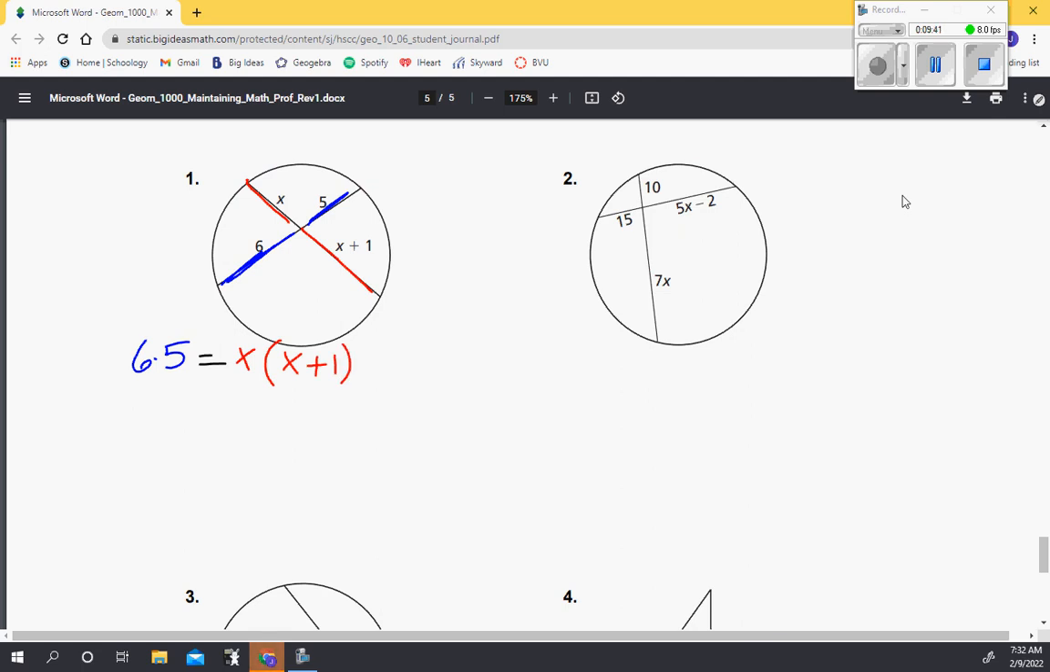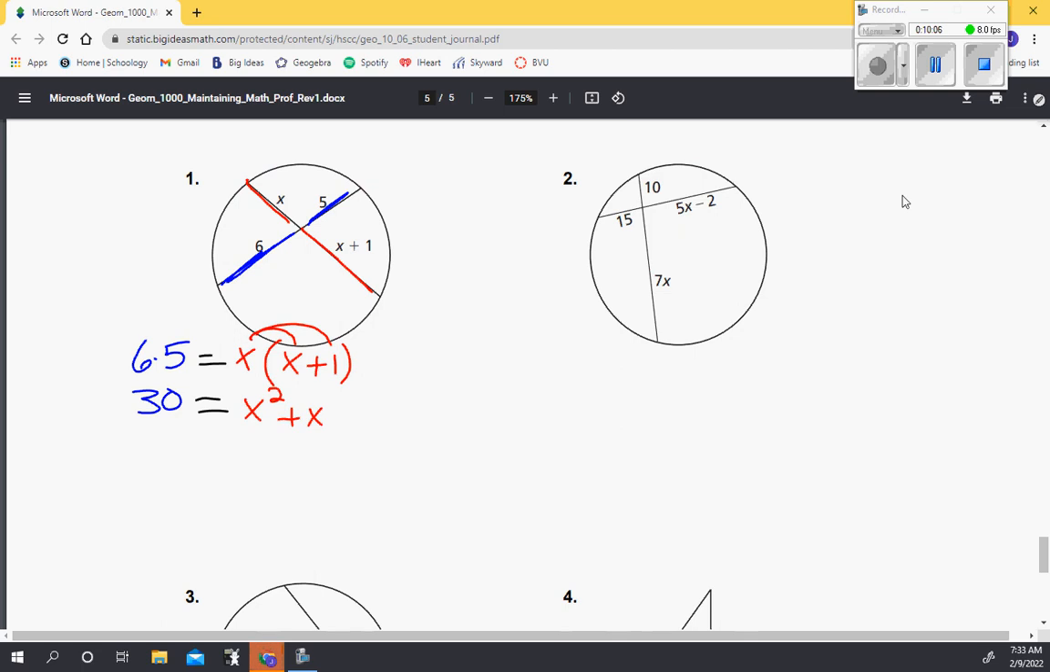On the left side, 6 times 5, that's easy, that's 30. We know our multiplication. On the right side, we have to distribute this x. So it's x squared plus x, right? X times x is not 2x, it is x squared. Okay.